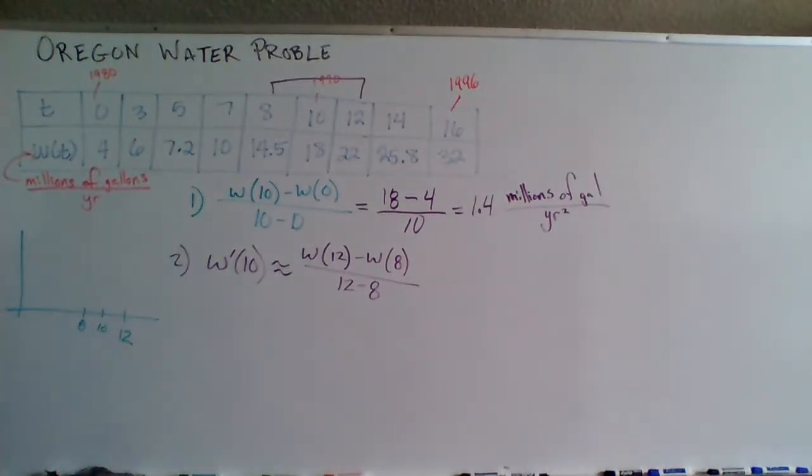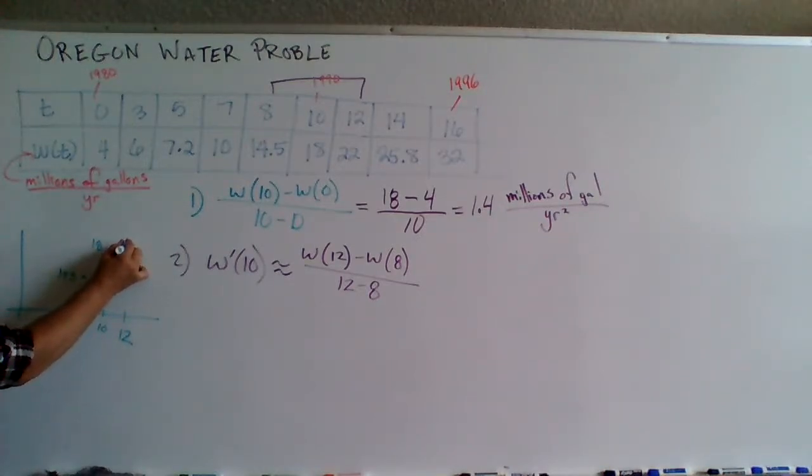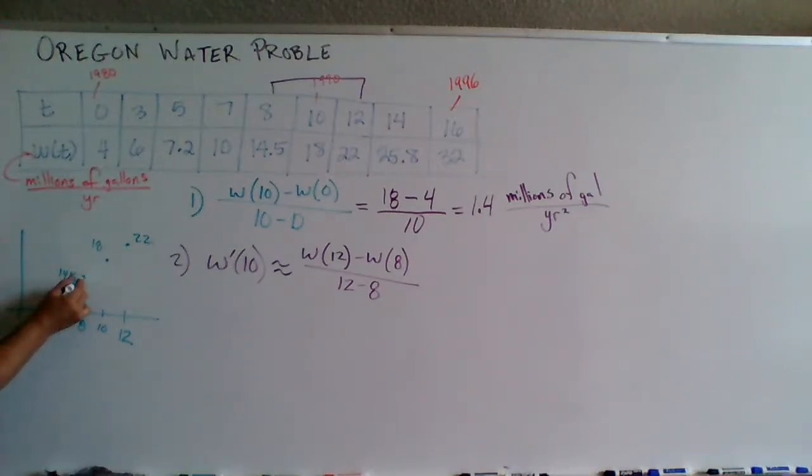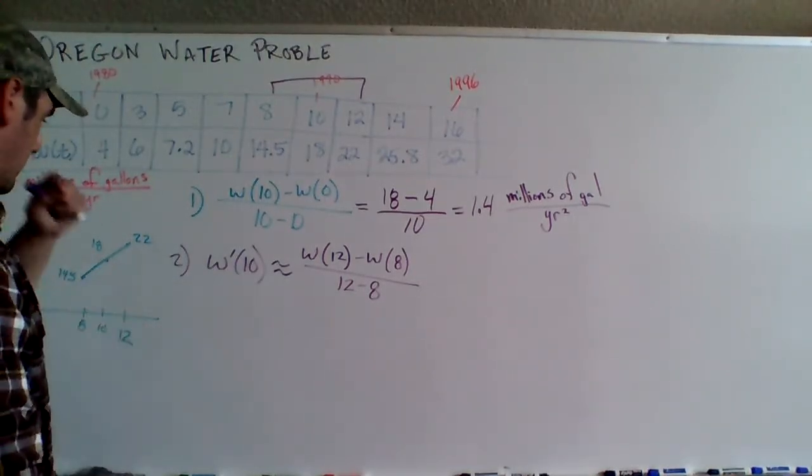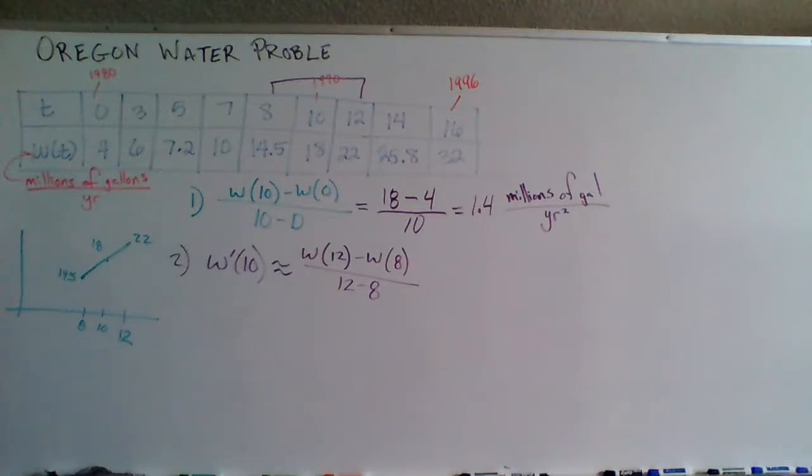If we thought about this, it's just giving us data points. We got like 14.5. We're going to have 18. And then we got 22. So really what we're doing is just using these two data points to approximate the derivative at 18. Or I guess at 10, not 18, at 10. Yeah, you're finding the slope of the secant line, which is going to be close to the tangent line at that point.